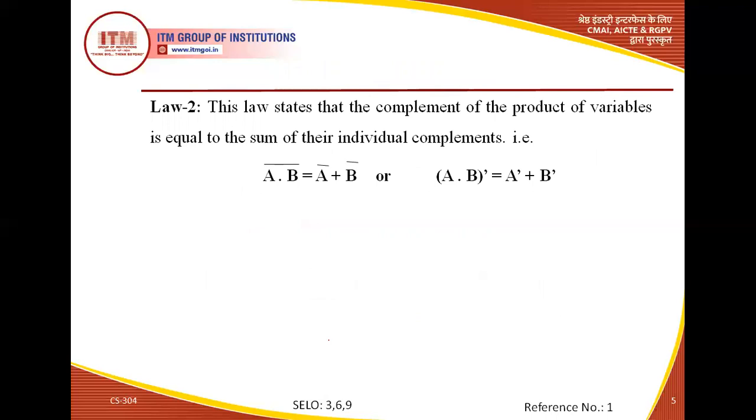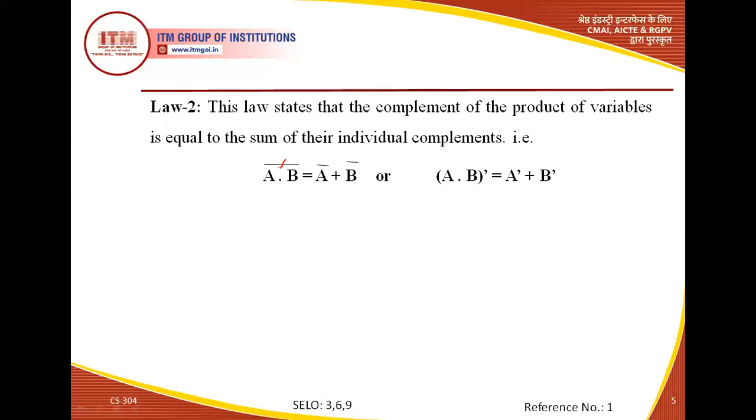So the second law states that the complement of the product of variables is equal to the sum of their individual complements. That means if we consider two variables, then (A·B)' = A' + B'. Or we can also note down the same as (A·B)' equal to A' + B'. We can also apply the principle: break the line, change the sign.